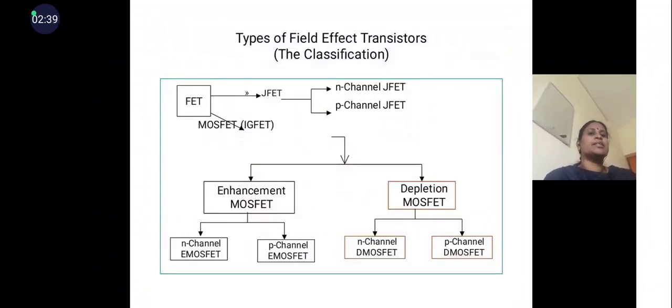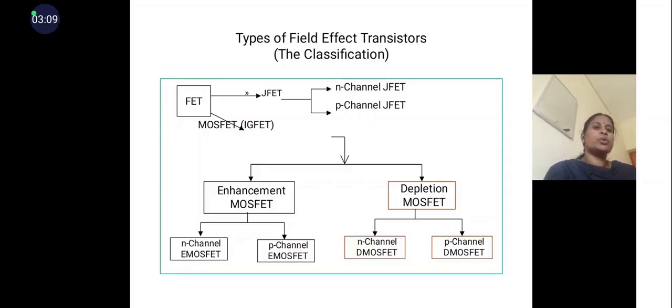Here we can see the types of field effect transistor. The FET is classified into two categories. One is JFET and another one is MOSFET. JFET is junction field effect transistor. Again, it is classified into two categories according to the type of charge carriers used in that FET. One is N-channel JFET and another one is P-channel JFET.